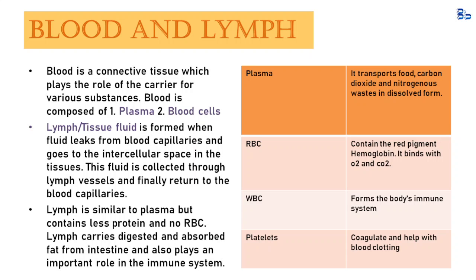Blood is made up of two components, a liquid component called plasma and a solid component which consists of the blood cells. So plasma is basically a colorless fluid which has food, carbon dioxide and nitrogenous waste which it carries around in dissolved form. And the blood cells consist of the red blood cells, the white blood cells and the platelets. So the red blood cells contain the red iron-rich pigment called hemoglobin, and this is going to transport oxygen and carbon dioxide around the body.